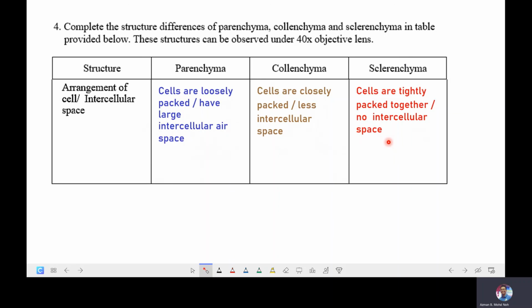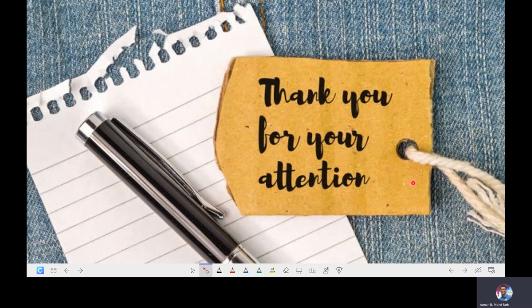Okay, and so these will be the differences between the three important tissues of the plants, the three important ground tissues. Okay, and so that's all for this pre-lab session for experiment number 2.